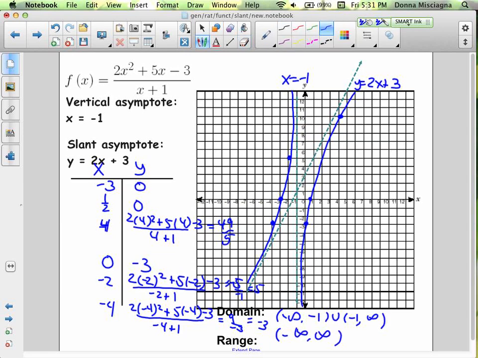Now you may wonder if every single one of these graphs with a slant asymptote is going to look like this. And I'm going to tell you the answer is no. We're going to see a different graph in your notes. So on Monday in class, we'll see another graph, and it will not have this shape. All right? It will look different.